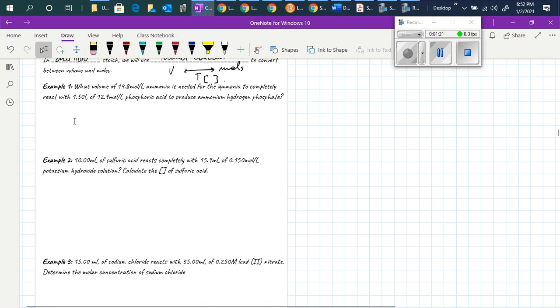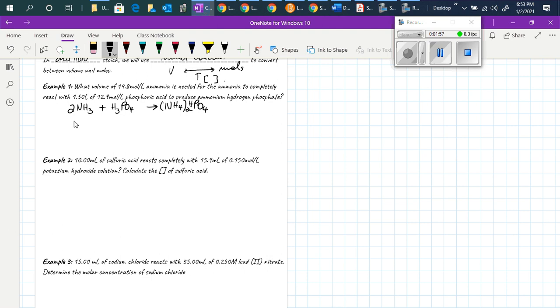As with everything that we have done, we always start with a balanced chemical reaction. So ammonia is reacting with phosphoric acid, and this is ammonium hydrogen phosphate, (NH4)2HPO4. Okay, so we'll start with what is given here.